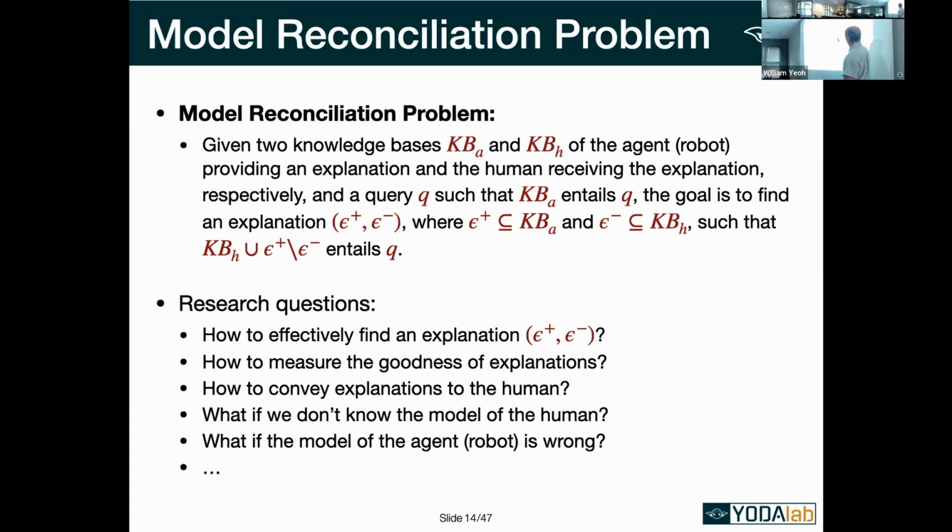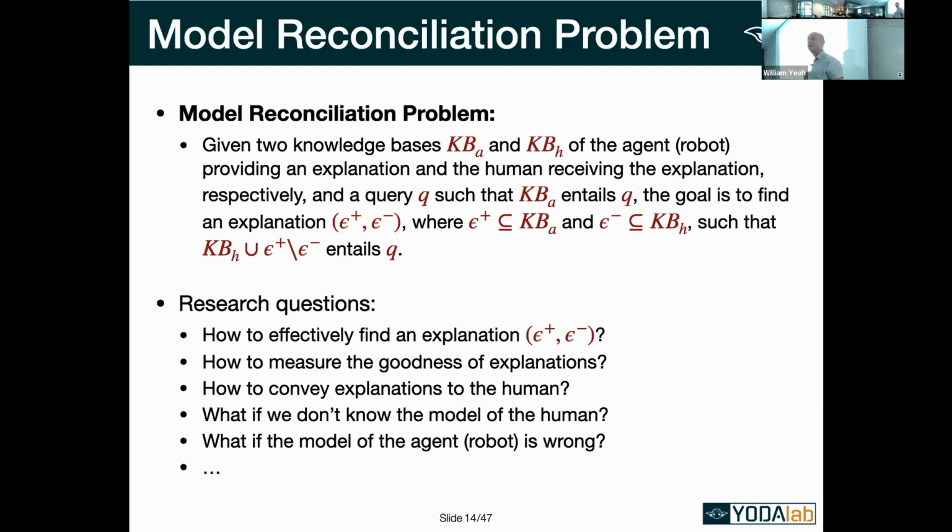So you can think over here, given this problem definition, there's actually a trivial explanation that can be found in constant time, but it's a really, really bad explanation, right? The trivial explanation is epsilon plus is the entire knowledge base of the robot. Epsilon minus is the entire knowledge base of the human, right? That would satisfy this problem definition. This is basically Roomba saying, all right, forget everything you know about the world. This is everything I know about the world. Assume that is true. That is why I'm doing what I'm doing. But that's obviously a really, really bad explanation, right?